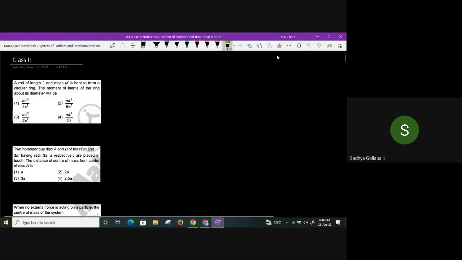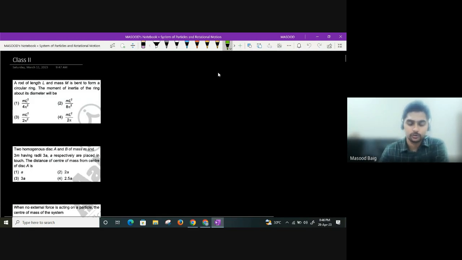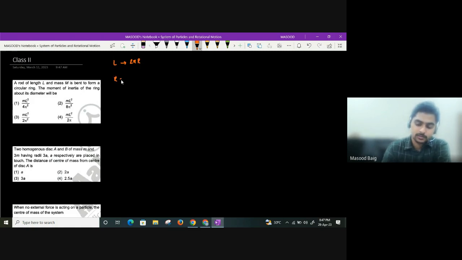Let us solve some questions in today's class. The rest we will do in tomorrow's class, guys. A rod of length L and mass M is bent to form a circular ring. Whatever length is there, it is bent to form a ring. So will length get converted to circumference or not? So what will our radius be here? You can write it as L divided by 2 pi. Radius will be L divided by 2 pi.